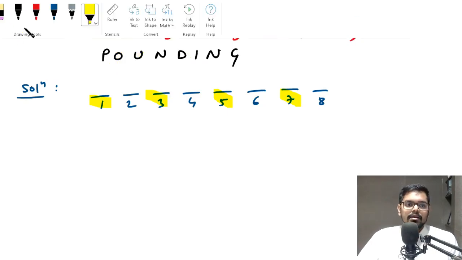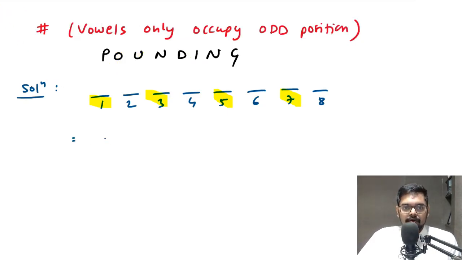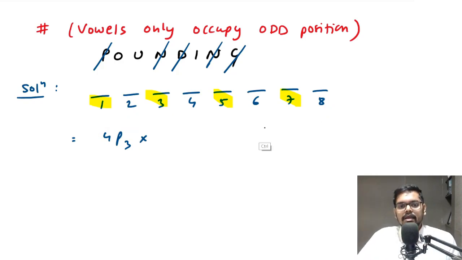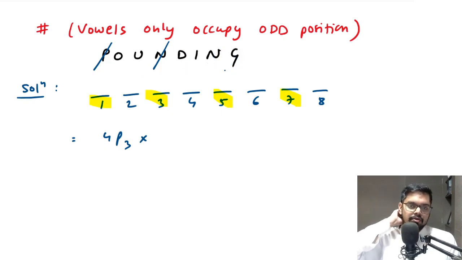How to arrange them? Now you know very well how to arrange them, conceptually and formula wise also. 4P3, so no issue at all. And the rest would be arranged in the rest positions. The rest letters, the consonants, are 1, 2, 3, 4, 5. So 5 letters will get 5 places. Here 4 positions are there, but 1 vacant position would be left from the vowel positions, so it will consider that place as well. Therefore the rest letters got 5 positions for arrangement, and they can be arranged in 5 factorial ways.